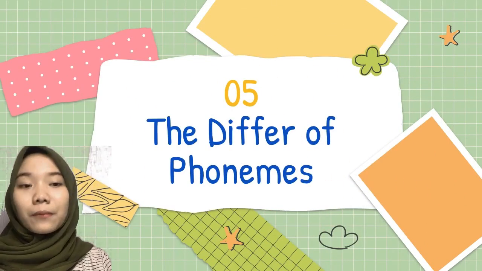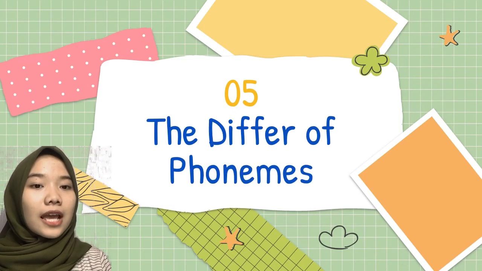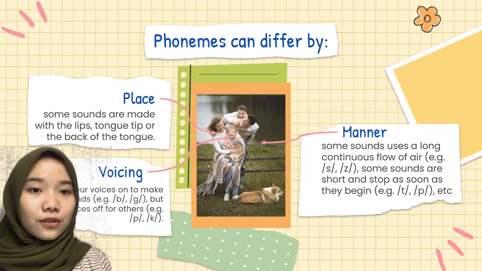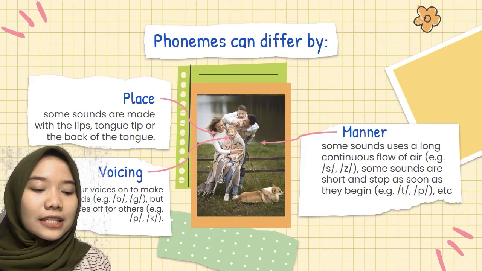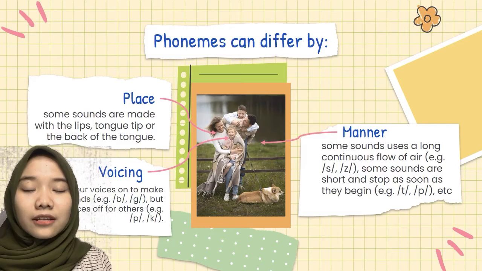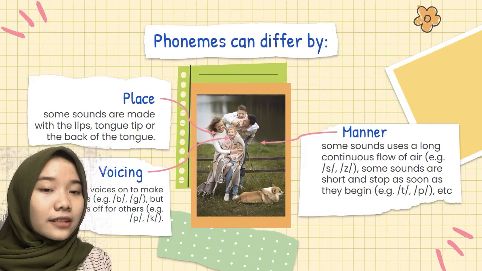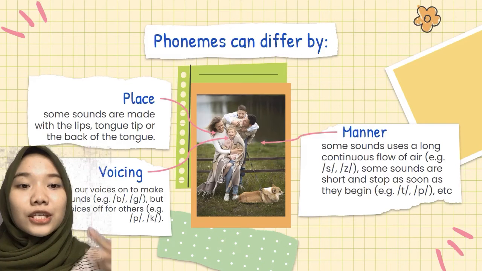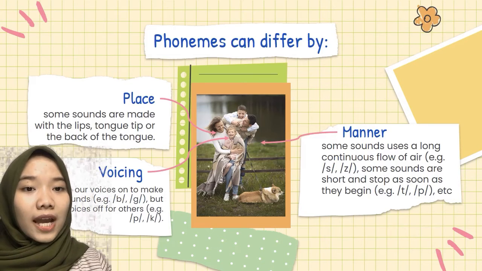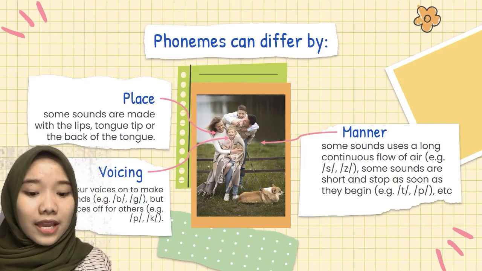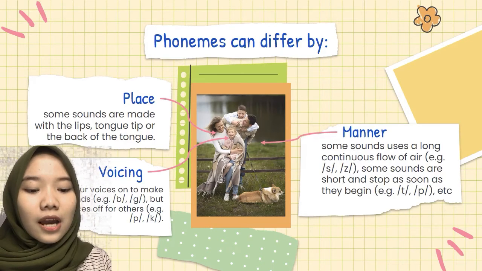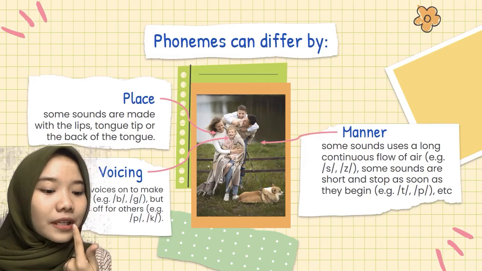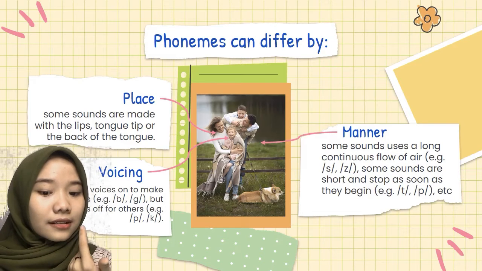Okay, the next material will explain the differences of phonemes. In essence, this approach focuses on contrasting differences between phonemes in order to reorganize a child's sound system. Phonemes can differ by three components. One is place. What is place? Place is that some sounds are made with the lips, the tongue tip, or the back of the tongue.